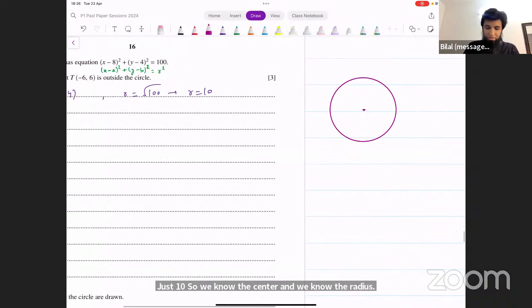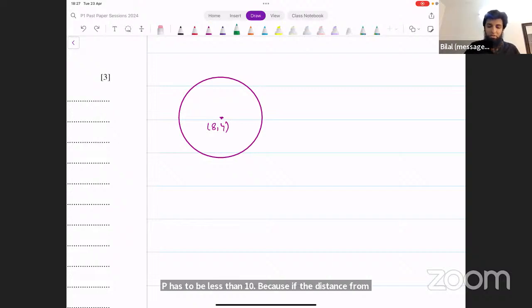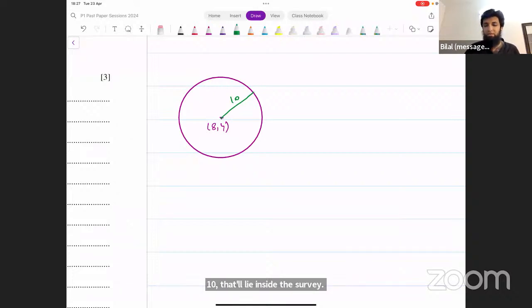Center has coordinates 8 and 4. Now, for any point to lie inside the circle, its distance from the center has to be less than 10. Because if the distance from the center is less than 10, that means this distance is 10. If there's another point that has a distance less than 10, that will lie inside the circle. And if there's a point that has a distance of more than 10, that will be outside the circle, right?